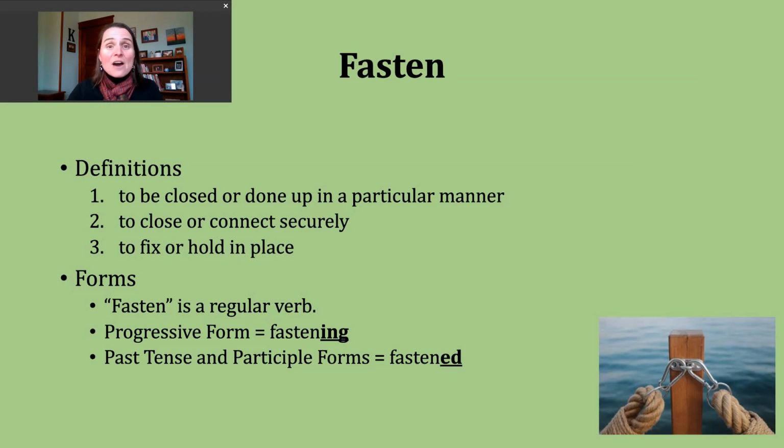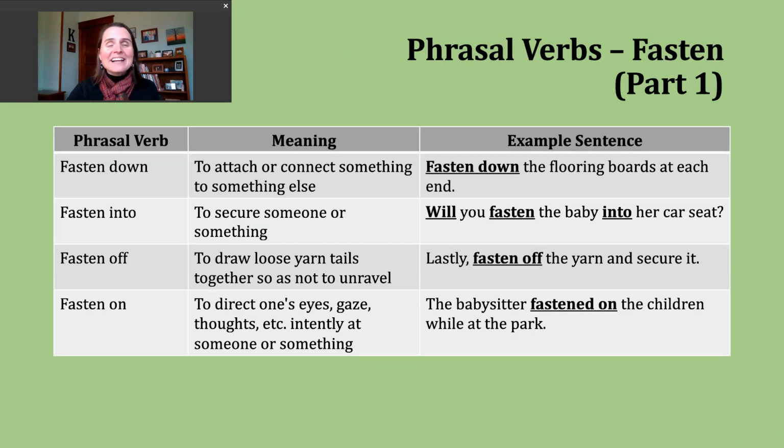Okay. Now, this verb actually gets used as a phrasal verb quite frequently. So we're going to focus our discussion today on some of those different phrasal verb meanings. The first one we'll look at is to fasten down. Many times we use this to note that we're describing an action where we're attaching or connecting something to something else. An example of this might be: fasten down the flooring boards at each end.